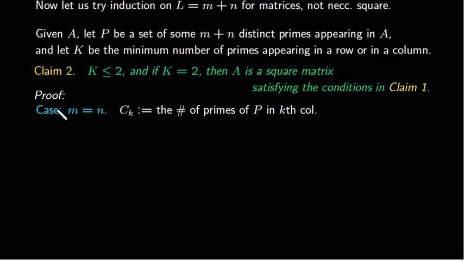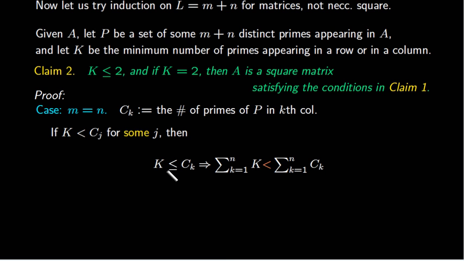When m equals n, c_k is the number of primes in a column. I'm looking at columns first, but eventually count the rows as well. This is a slightly different argument because I cannot get that strict inequality. I have to look in a little more detail. If k is the minimum, and if there is one of the columns, some j, not all of them, that has more than this minimum, then k is less than or equal to c_k, but when you add them up, there's at least one number in here that is actually bigger. So this inequality becomes a strict inequality when you sum it up because of this information.